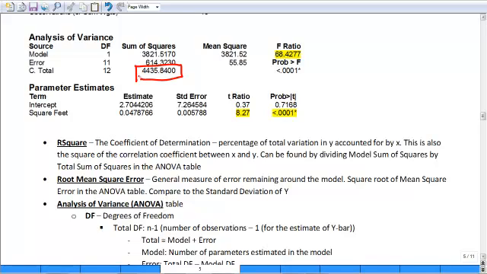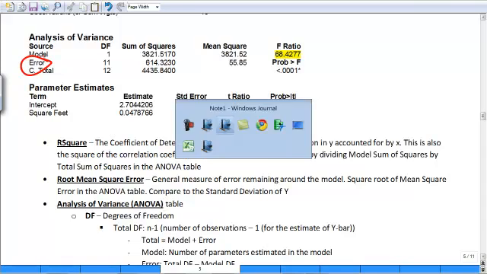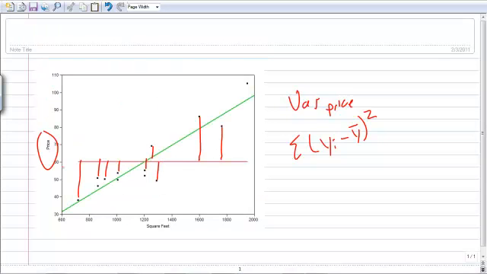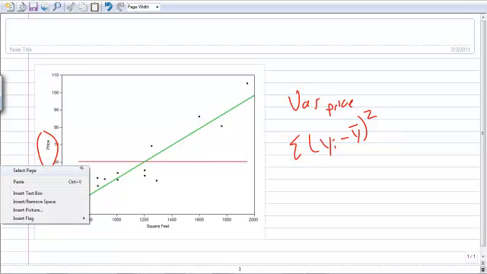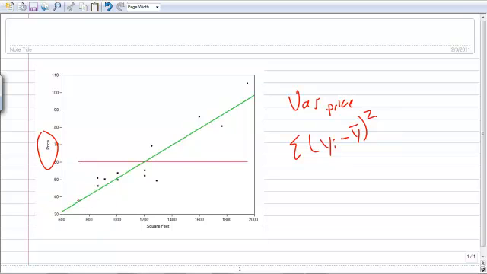And that gives us a total sum of squares, 4435, the total variation around price, or the total variability around price. Now, the second one we want to take a look at is this error. And when we measure the error, we're not measuring the error around y bar, we're now measuring the error around our model. You see that the total variability that we had for this point was pretty large. But when you compare this to the model, very small.